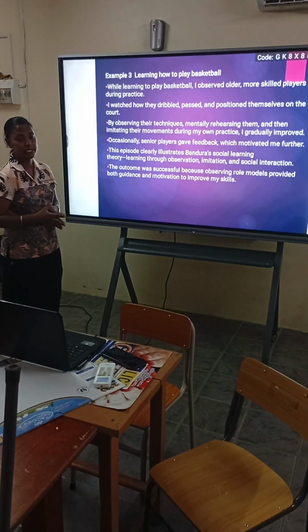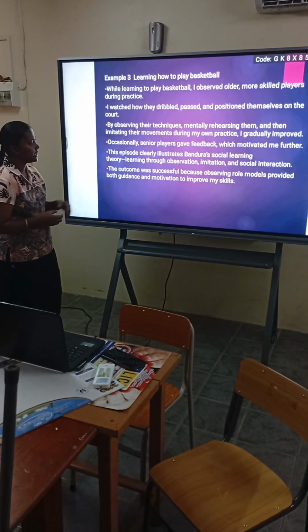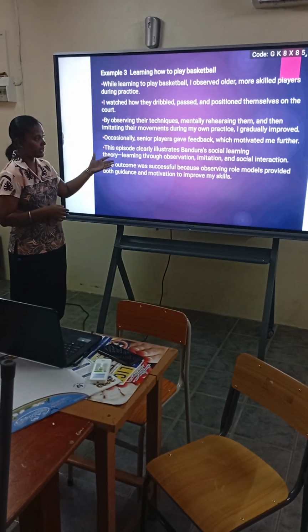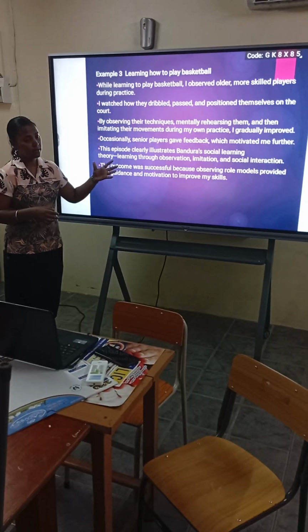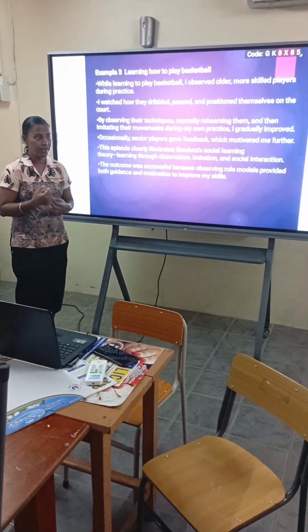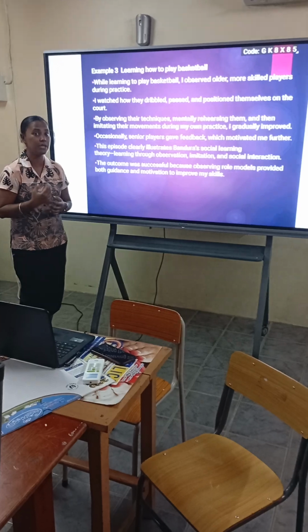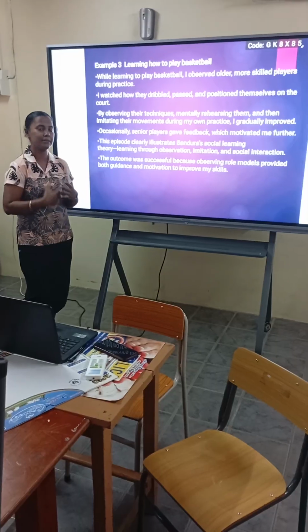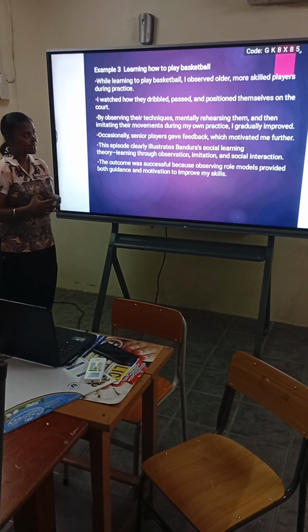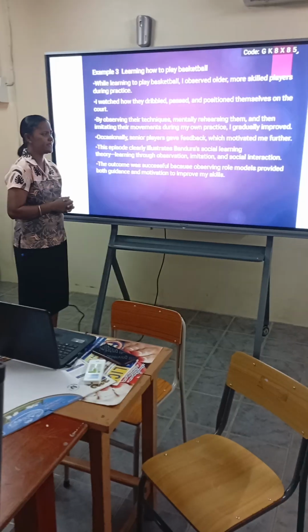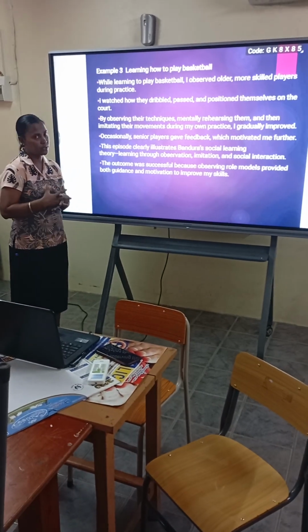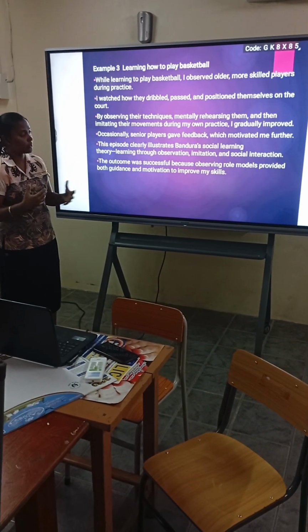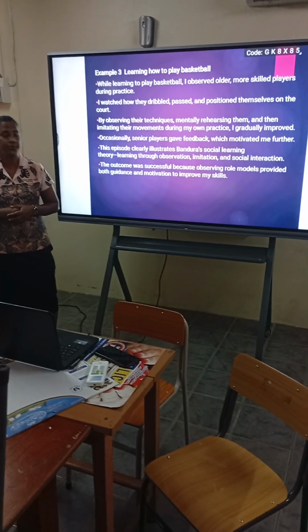It clearly illustrated Bandura's social learning theory, right? Learning through observation, imitation, and social interaction. I believe this is a very important factor in students' lives when they learn through social interaction. Normally students always have that fear of trying things. When they are trying something new, they always fear that they will be laughed at, or there will be some kind of embarrassment. But when there is motivation from peers, it gives us the encouragement to at least be part of that activity. The outcome here was successful because observing role models provided both guidance and motivation to improve my skills.